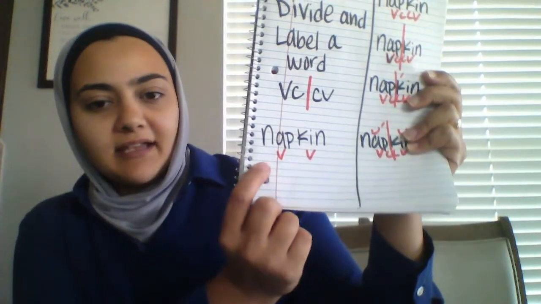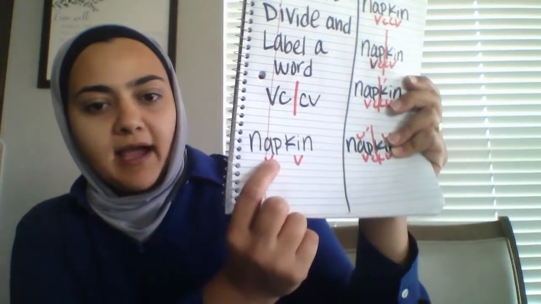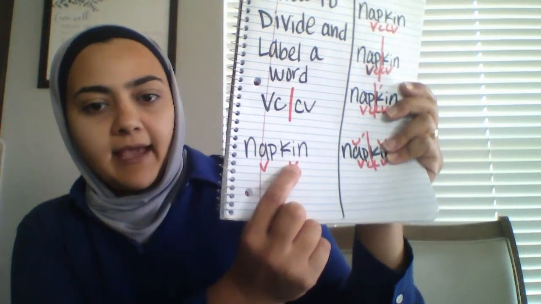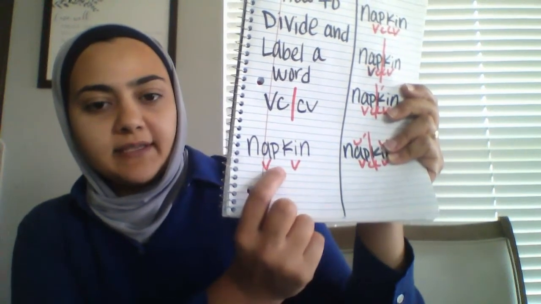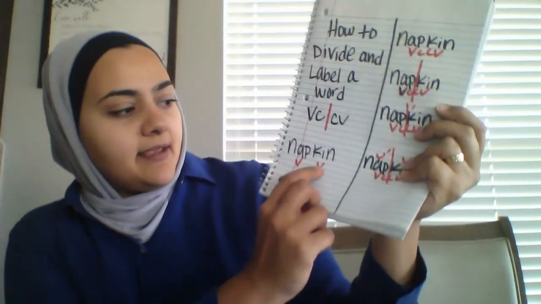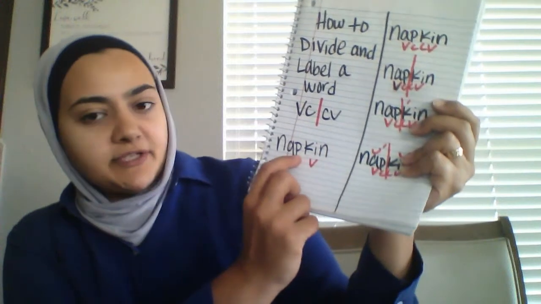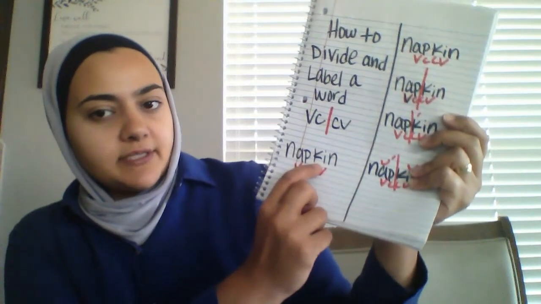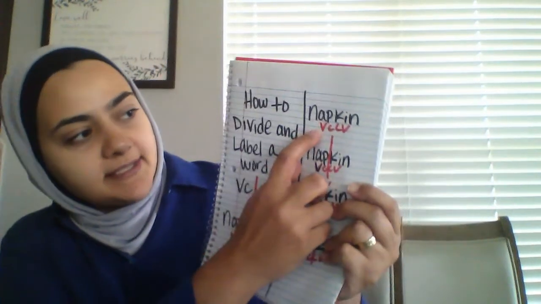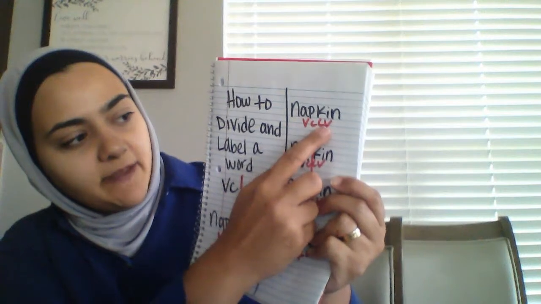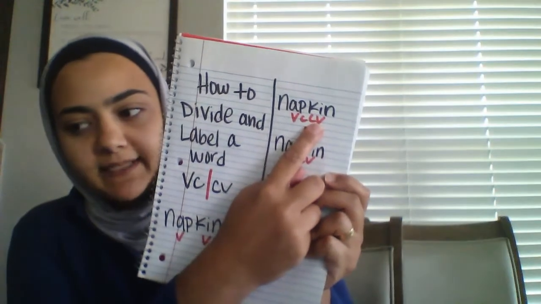And then here's an example. Napkin, nap, N-A-P-K-I-N. Where's the two vowels? The two vowels are A and I. And then what goes in between? C-C, because those are two consonants. So it should look like this. V-C-C-V. And then, so this is like step by step. So that's the second step.